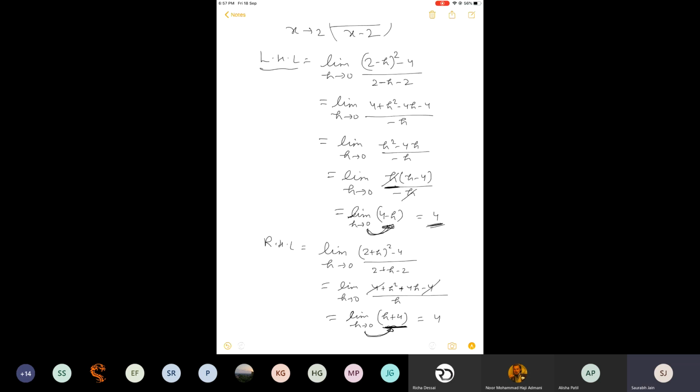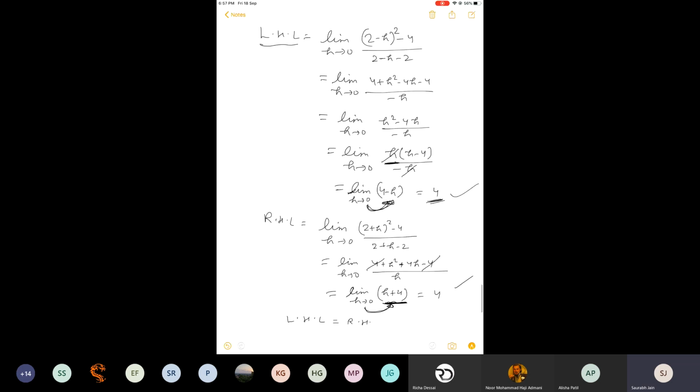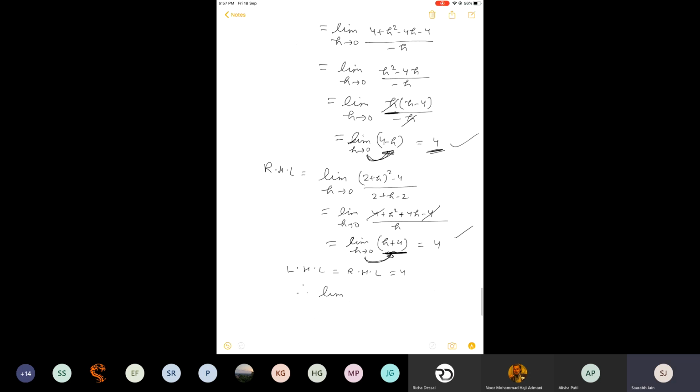So what do you observe? LHL is equal to RHL is equal to 4. Finite quantity, and this will be the answer of the limit. So that is why I can say that the limit as x tends to 2 of x square minus 4 upon x minus 2 is equal to 4. This is the way to solve it. Okay.